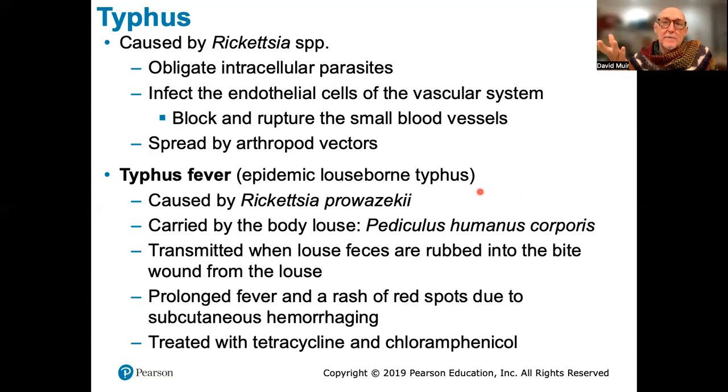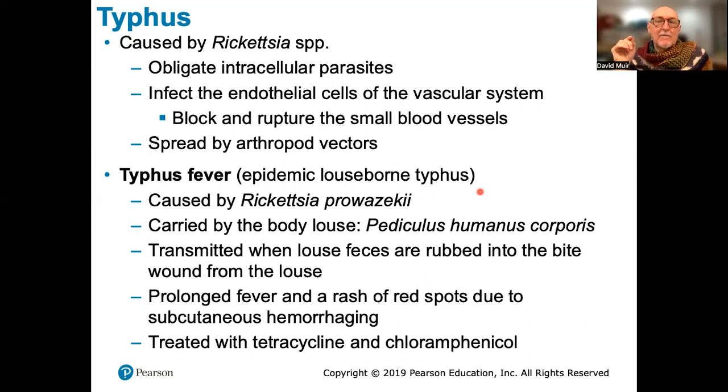And then the third one is pubic lice, but which are not particularly important for transmission of disease. Now, lice can transmit a variety of diseases, but one of the most important is that they can transmit a strange bacterium called a rickettsia.